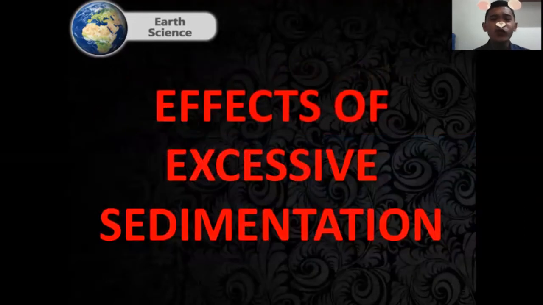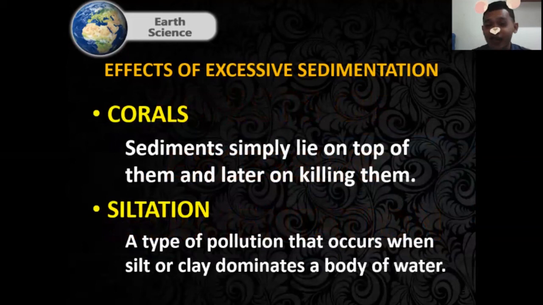Right? Now, what will be the effects of excessive sedimentation? There are many bad effects of excessive sedimentation. First, on corals. Sediments simply lie on top of them. So when they are buried by sediments, they cannot absorb sunlight. They cannot get the sunlight from above. So what will happen? Our corals will have no photosynthesis. Remember, corals undergo photosynthesis and they will not survive. They will die because they cannot produce their own food. They cannot survive because they are buried by sediments.